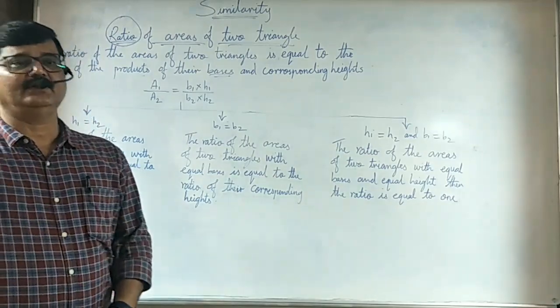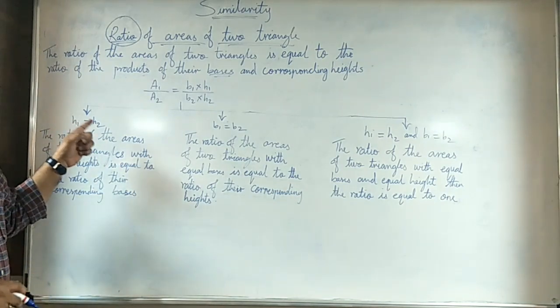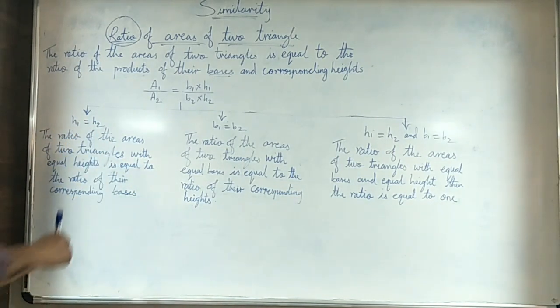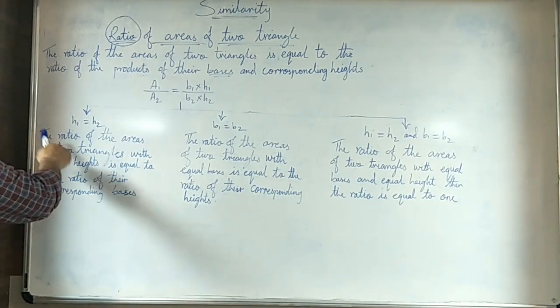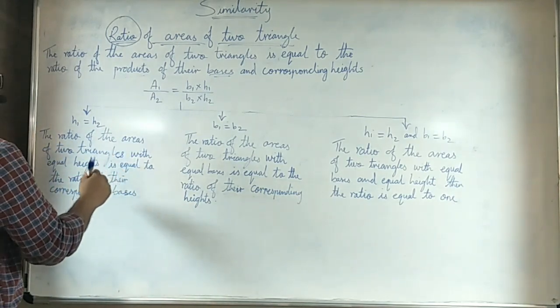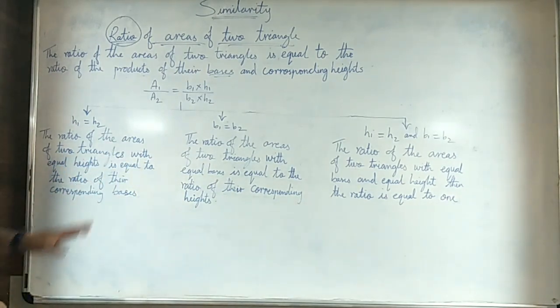See, if you check this out carefully, the first condition is if the heights of both the triangles are equal. Now if the heights of both the triangles are equal, what does that mean? The ratio of the areas of two triangles with equal height is equal to the ratio of the corresponding bases.